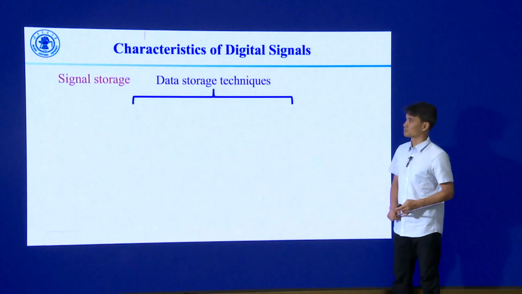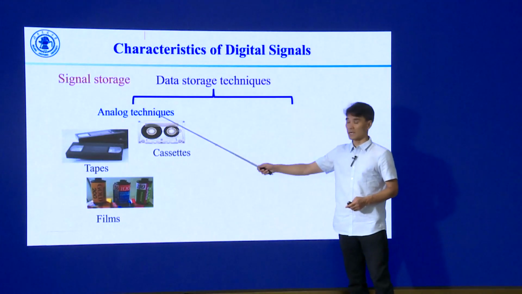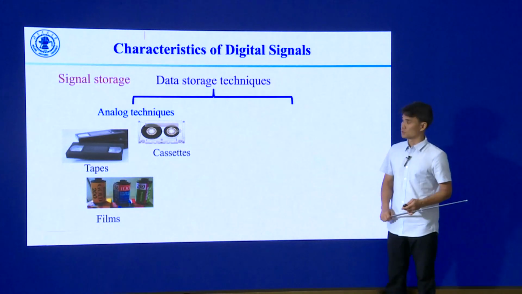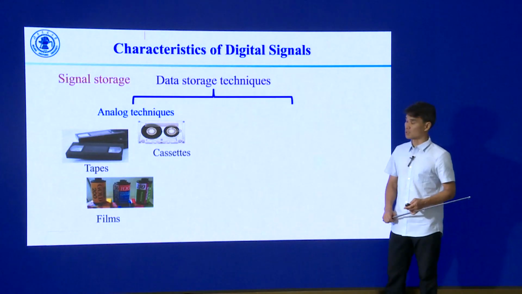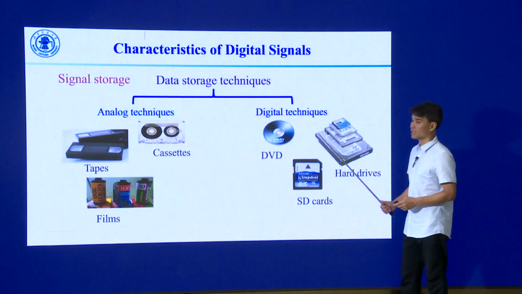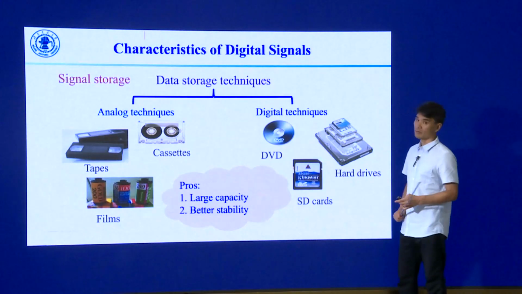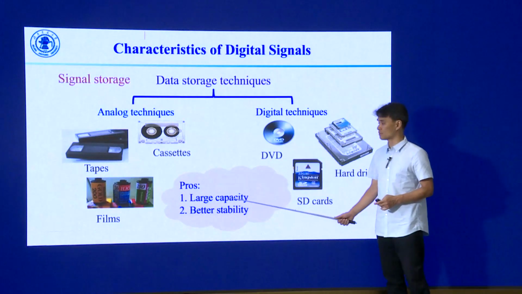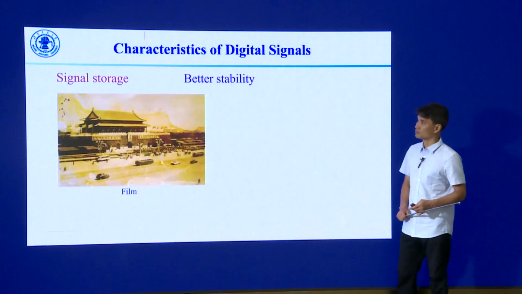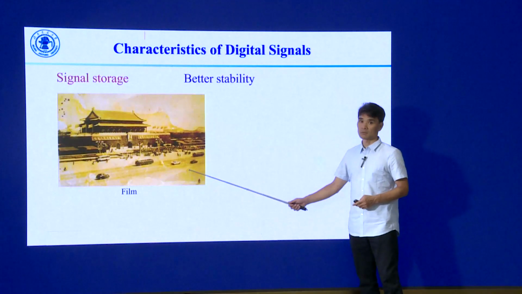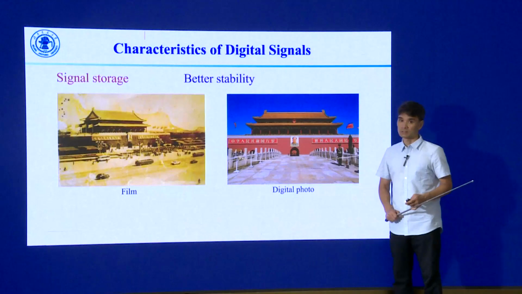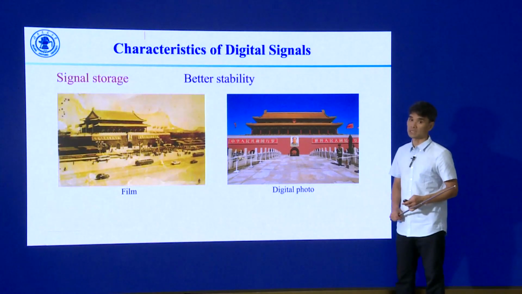Here are some examples. Based on analog techniques, we can use tapes, cassettes, or films to help us store videos, soundtracks, and photos. But we can also do this using digital techniques, and they actually have a lot of advantages. For example, they can have larger capacity. They can have better stability. Here is one example. This photo, after a long time, is going to have a lot of stains for whatever reason. But digital photos do not change. The quality won't change over a long time.